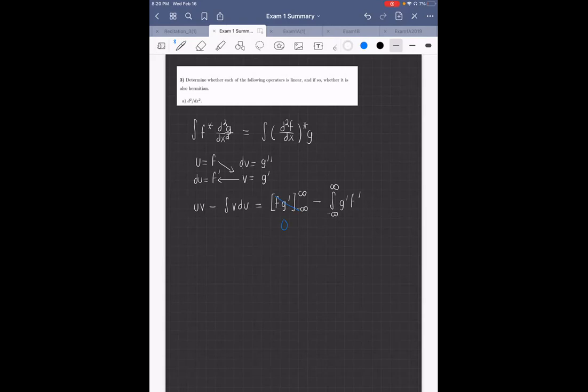Now, if this was, let's say, the first derivative, you would stop at this step. Because in this case, it'll be f to f prime, it'll be g prime to g. Does that make sense, guys?